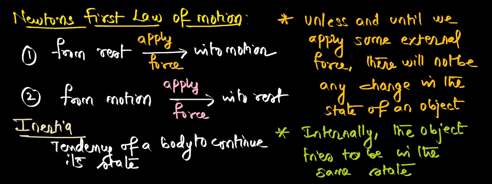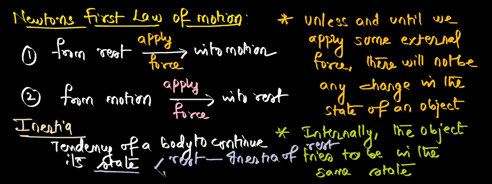So if it is trying to continue its state of rest, it is called inertia of rest. If it is trying to continue its state of motion, it is called inertia of motion. Are you understanding this, Gautam?